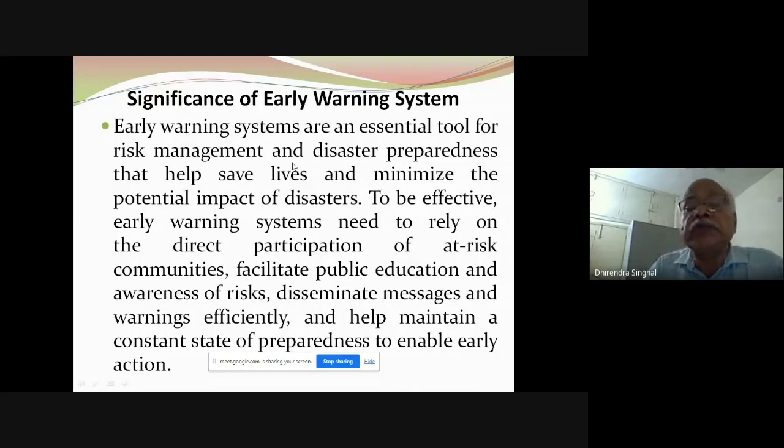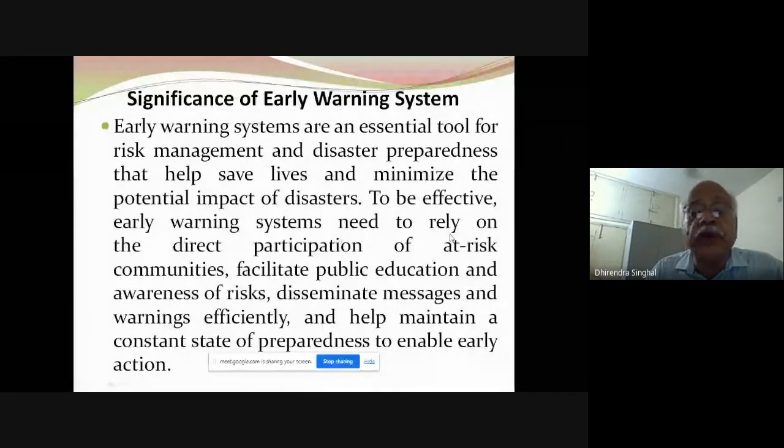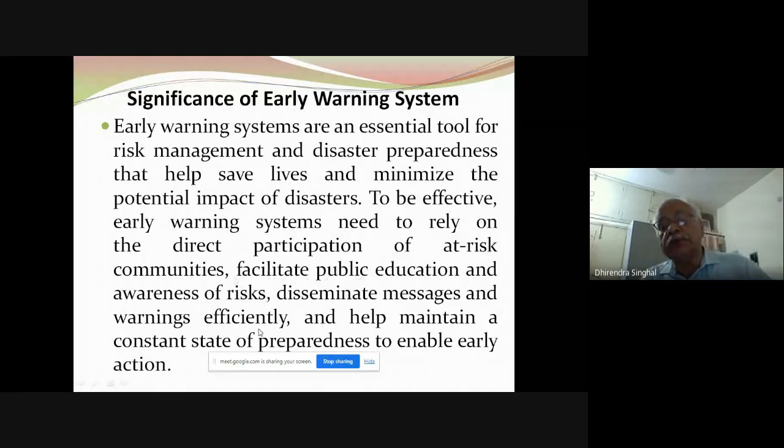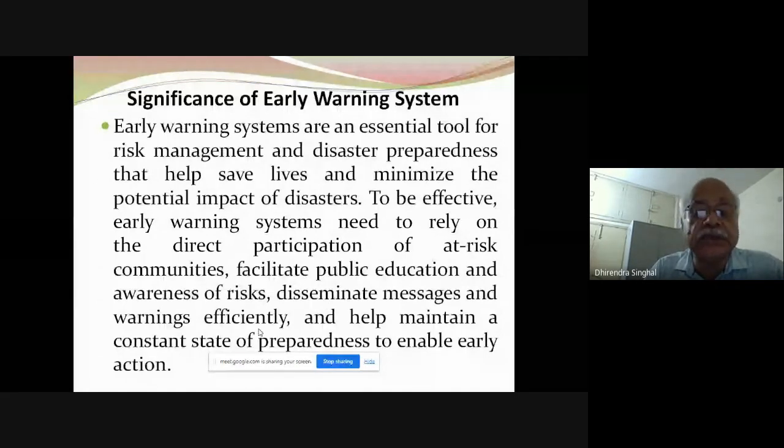So early warning systems are an essential tool for risk management and disaster preparedness that help save lives and minimize the potential impact of disasters. To be effective, early warning systems need to rely on the direct participation of at-risk communities, facilitate public education and awareness of risk, disseminate messages and warnings efficiently, and help maintain a constant state of preparedness to enable early action.